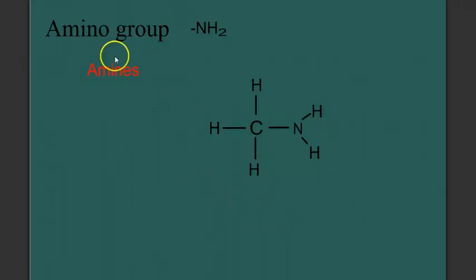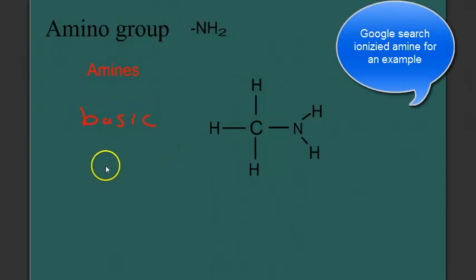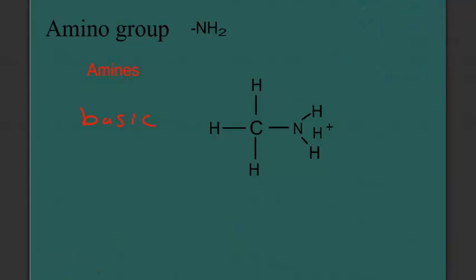And when we look at the properties of this group, the amine groups are basic. Now, if you remember what bases are, substances that are proton acceptors. So the nature of this molecule is that it will accept a proton and become positively charged. So you'll often see these drawn as an NH3 with a positive charge on it.